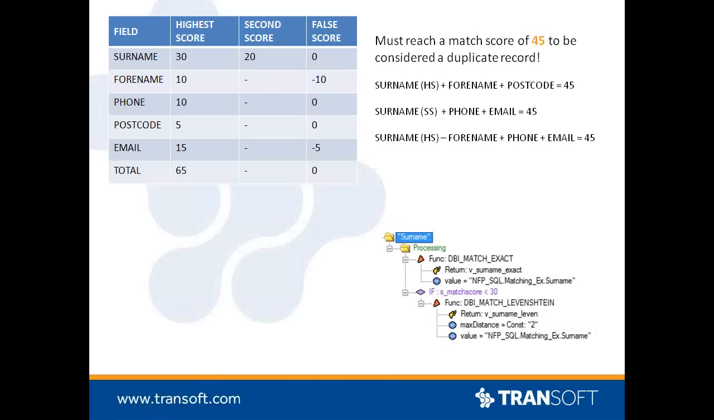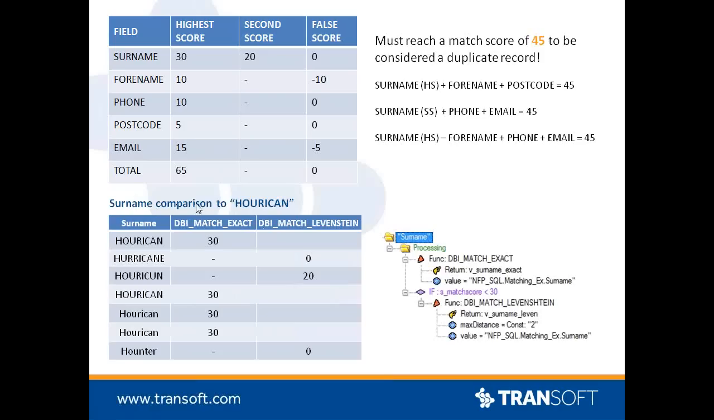In this example, I'm going to show you a record needs to match a threshold of 45 in order to be considered a duplicate record, whereas the total optimum number of points they can get is 65. So we could have a surname score of 30 matching a forename score of 10 and a postcode score to return 45, which would be a match. So if I look at this surname comparison to Harrican, we're calling them match exact first, and then the match Levenstein if it didn't get an exact match, which looks at number of step changes.